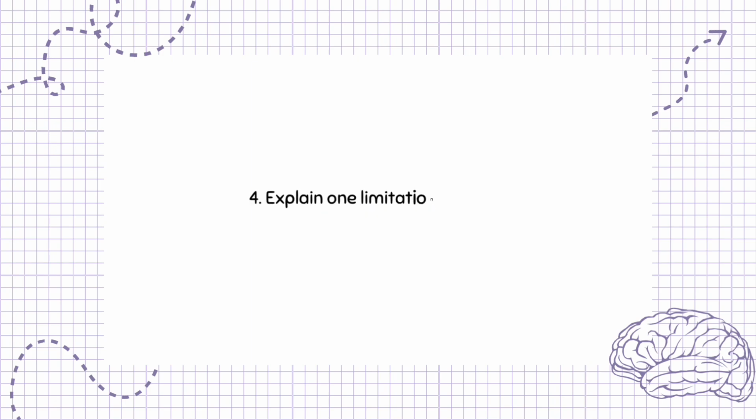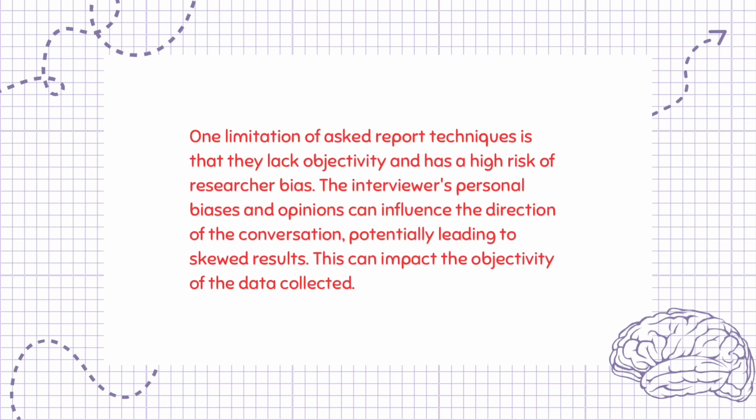Question 4. Explain one limitation of a self-report technique. 2 marks. One limitation of self-report techniques is that they lack objectivity and have a high risk of researcher bias. The interviewer's personal biases and opinions can influence the direction of the conversation, potentially leading to skewed results. This can impact the objectivity of the data collected.